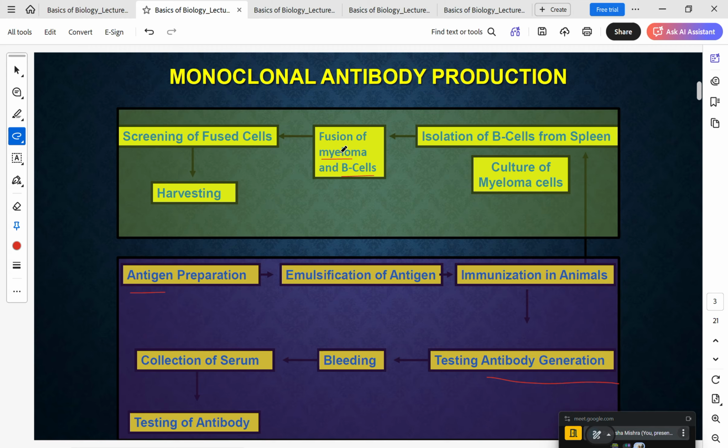Myeloma cells are plasma cells which are cancerous. Because of this, they don't produce antibodies, but they are immortalized. If they fuse with the B cells, which are specific for this particular antigen, they can create a cell line which can release antibodies for this particular antigen. Then these fused lines are screened, and then the antibody is harvested and purified.